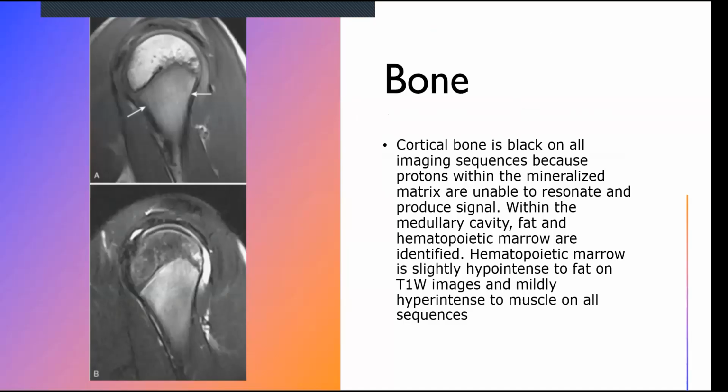Cortical bone is black on all image sequences because protons within the mineral matrix are unable to resonate and produce signal. Within the medullary cavity, fat and hematopoietic marrow are identified. The hematopoietic marrow, which means the medullary canal, is slightly hypointense to fat on T1 and mildly hyperintense on all other sequences, as you see in this picture, with a premature skeletal, with a premature fascial not closed. You can see the difference between T1 and T2 here.